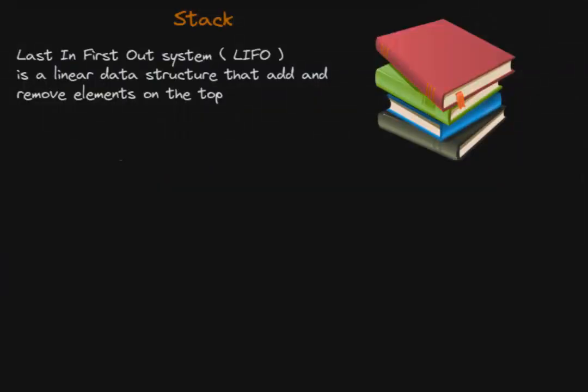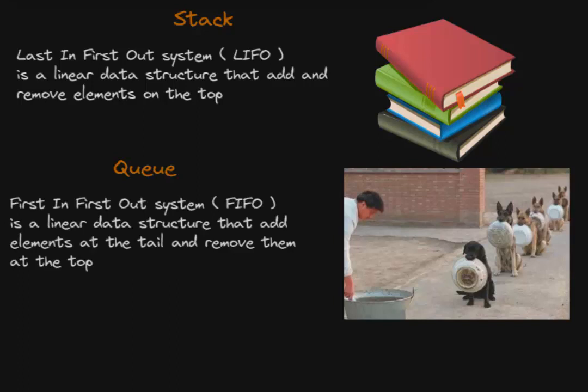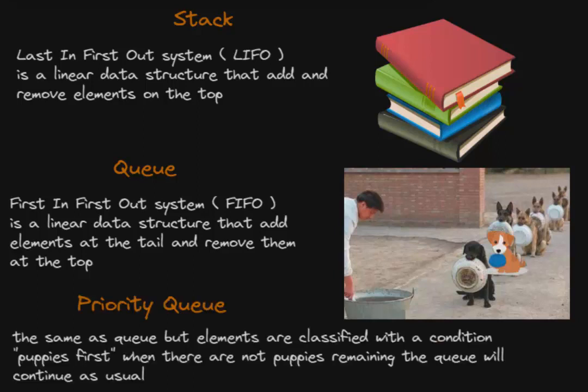Let's name some other linear data structures used. The stack, referred to as LIFO, where the elements are placed and taken only from the top. A queue, referred to as FIFO, where the elements behave pretty much like a shopping line. And a priority queue, where the VIP elements are processed first.